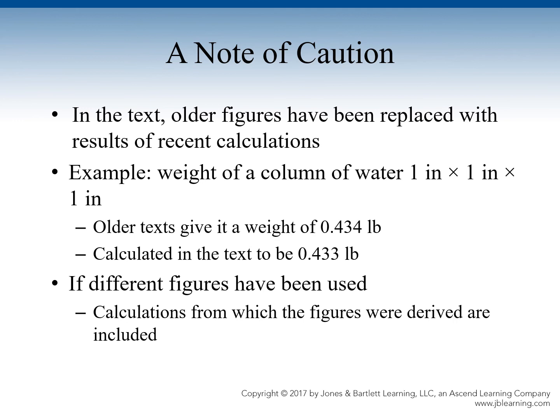So you may see older texts that have, for example, the weight of a column of water 1 by 1 by 1 given a weight of 0.434, calculated in the text to be 0.433 pounds. If different figures have been used, calculations from which the figures were derived are also included. They give you the formula, they give you how they rounded these numbers up or down.